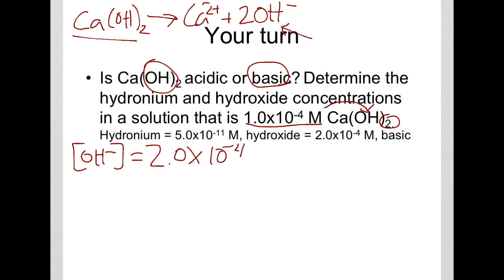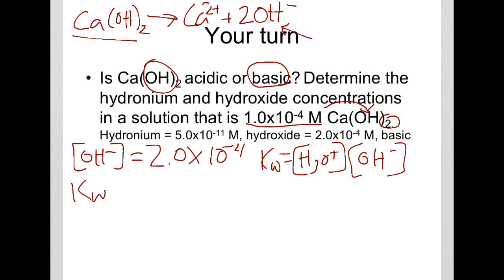And again, now that I have that, it's going to be much more of the same, in which I'm going to have my Kw equal to the product of hydronium times hydroxide, in which when I rearrange that, I get my Kw over my hydroxide amount equals my hydronium.